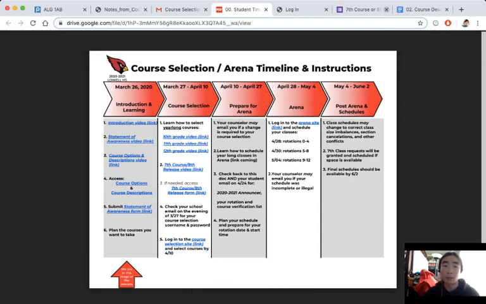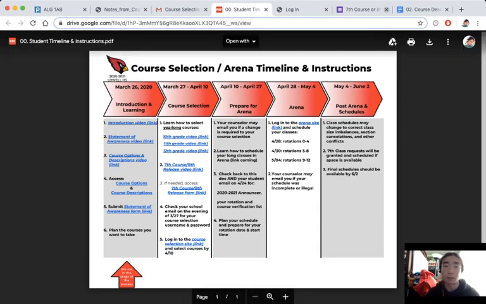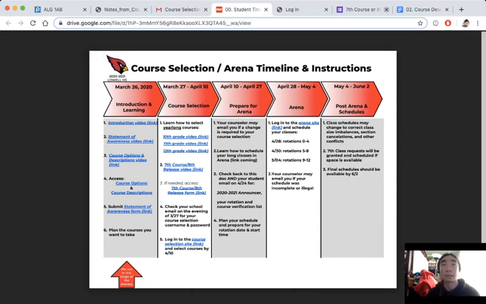Does anyone have questions on these first two phases of the course selection or arena? You can type it in the chat, or you can ask me.